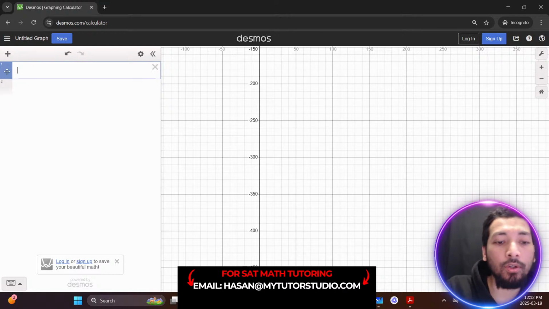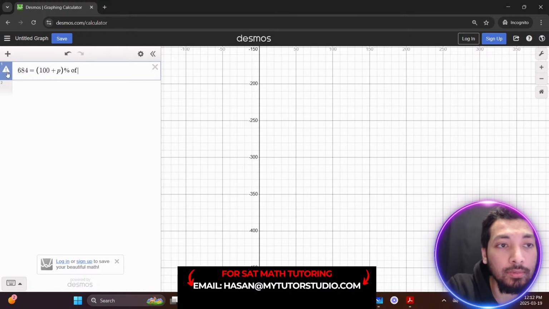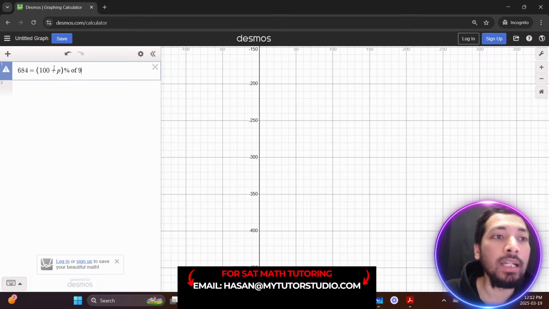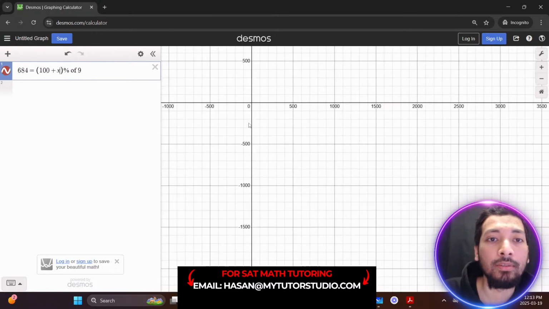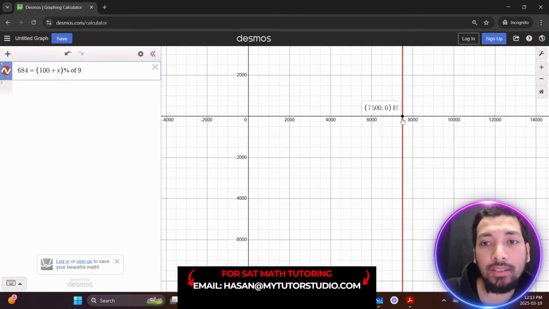So, you know that 684 is equal to 100 plus p% of 9. Now, this p cannot be evaluated in Desmos if it's in the form of p, so I'll just write this as x. And let's see. We are getting 7500. Perfect. Let me know how much you have understood this process, and if you have any questions, let me know in the comment section.